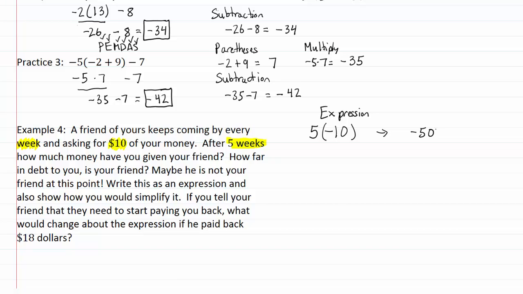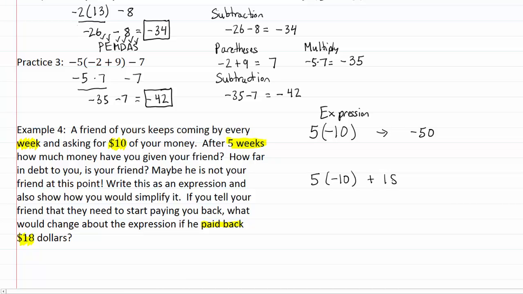So if you tell your friend they need to start paying you back, what would change about the expression if you paid back $18? So again, the highlighter here, he's going to pay back $18. So if I pay back $18, I've got this expression, and I'm going to go with the original expression, and then now I'm going to add this to it. So I've loaned out 5 times I've loaned out $10. Now if he's paying me back money, that's money that's coming into me. So I'm going to add $18.